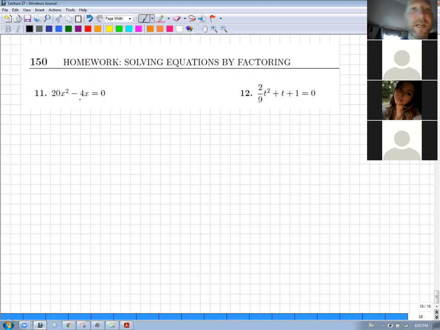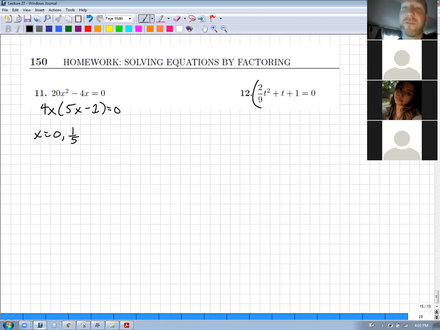Here both things have an x and they're both divisible by 4. So let's just pull a 4x out. It gives us a 5x minus 1. So either x is 0 or 1/5.